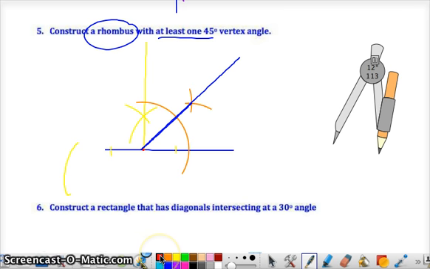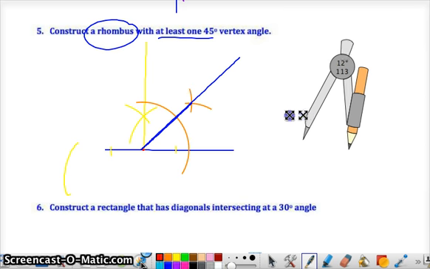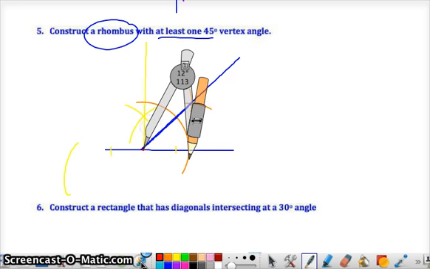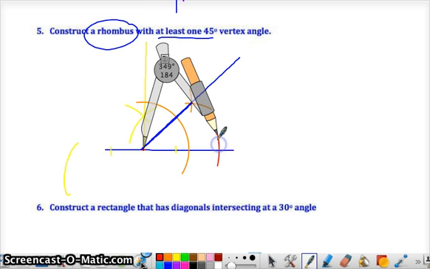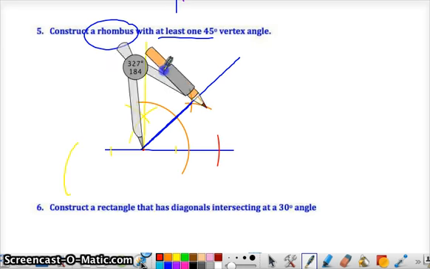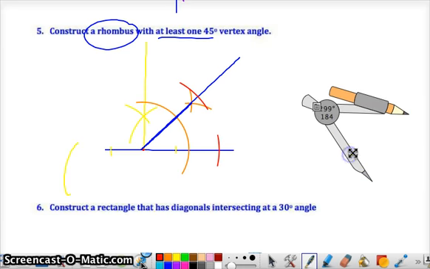So what do we know about a rhombus? All sides need to be equal in length. So I can just make a side length here, however long I want it to be. So I want it to be this long. Okay, so here's one point. Then I can continue up here. Right, so I have one point, one point, one point. Well, how do I make my fourth point?